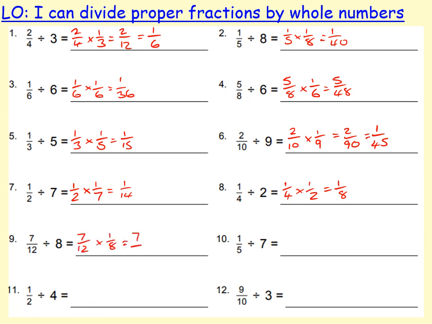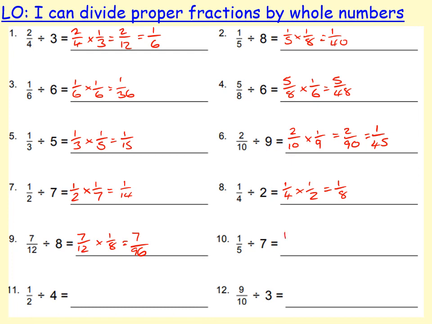Question 9, 7/12 multiplied by 1/8. 1 7 is 7 and 12 8s are 96. I hope you remembered that. Will there be a common factor between 7 and 96? I'm not sure. Should we come back to that one in a minute? Hopefully you've worked out that there is no common factor between 7 and 96.